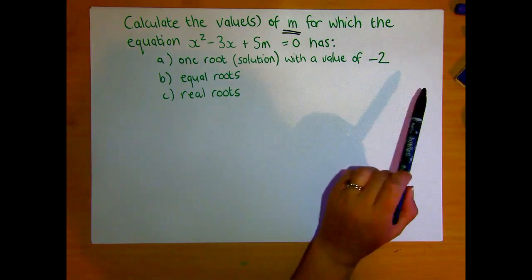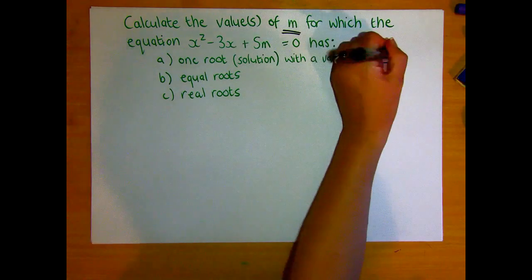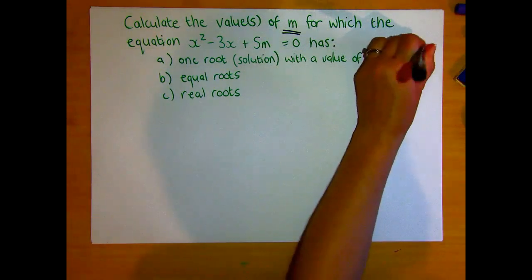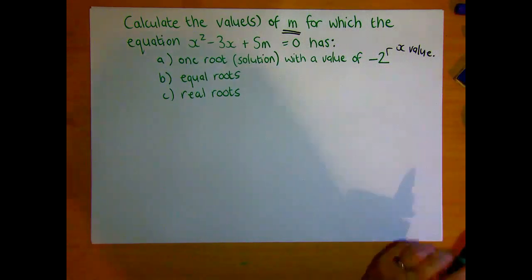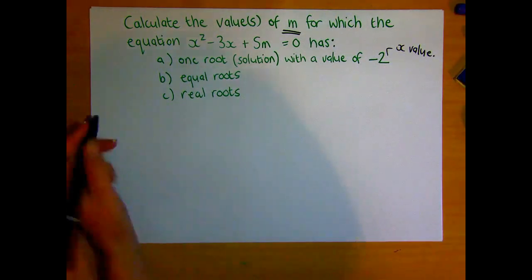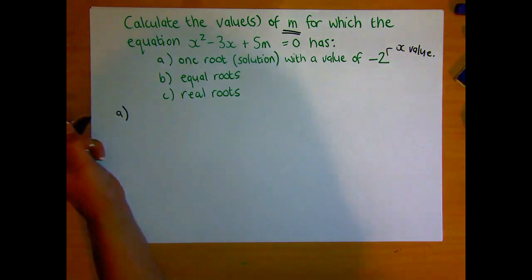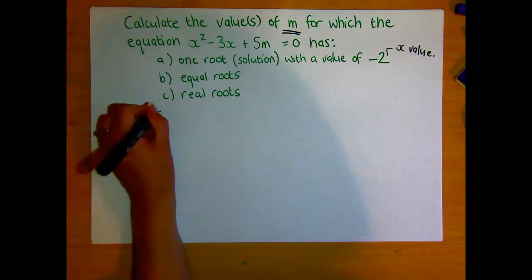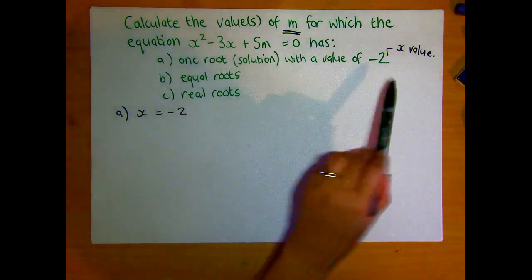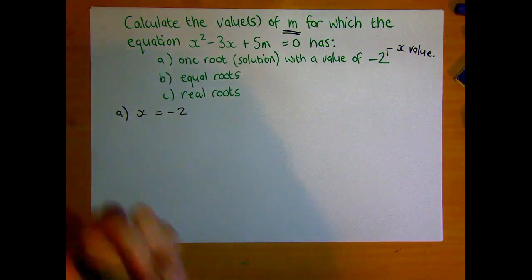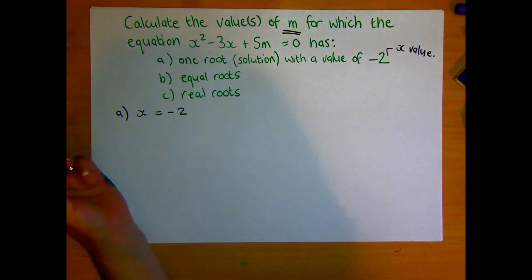Okay, so what is the root of a quadratic equation? This is the x value. Alright, so complicated as this might sound, they're telling you x is negative 2. We know that x is negative 2 because they've just said it has one root that has a value of negative 2. So that means that we can sub it in.